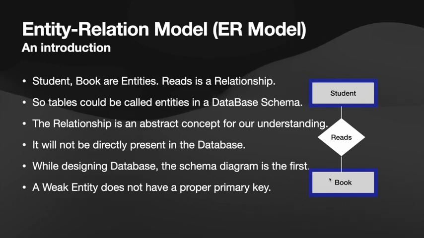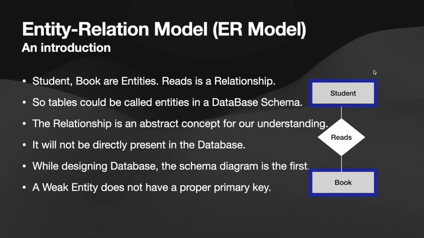While designing a database, the schema diagram is the first step. A weak entity does not have a proper primary key. So student will have a student ID. If some other table is there, namely student 3, student 4, or some other table, it could be called a junk table.